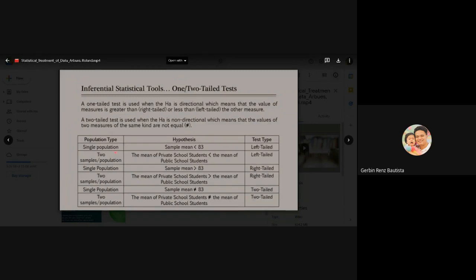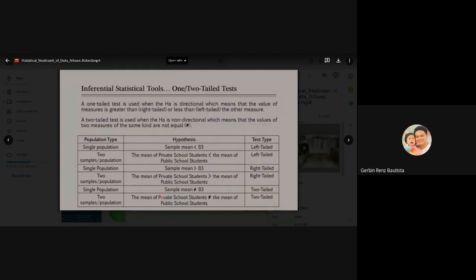If it is a two-sample or two-population test, and the hypothesis states that the mean of private school students is less than the mean of public school students, then the test type is left-tailed. If the population type is a single population and the hypothesis states that the sample mean is greater than 83, then the test type would be right-tailed. Where there are two samples or populations, and the hypothesis states that the mean of private school students is greater than the mean of public school students, then the test type would be right-tailed.